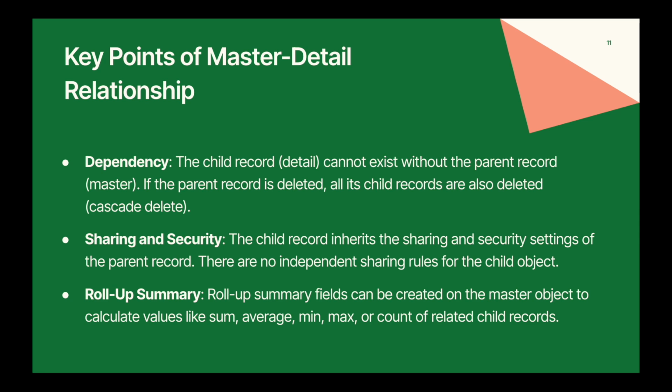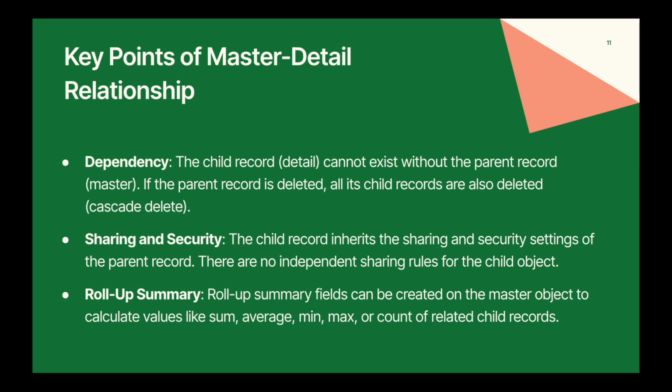Then sharing and security. The child record inherits the sharing and security settings of the parent record. Suppose whatever hierarchy or sharing setting the parent record or parent object has, the child record or object will inherit that setting automatically. So you can't restrict that easily, and there are no independent sharing rules for the child object.